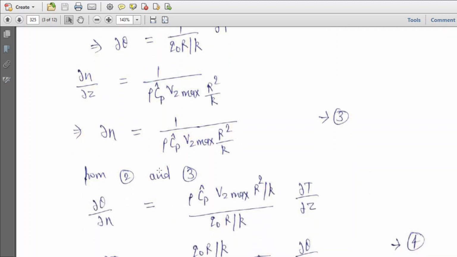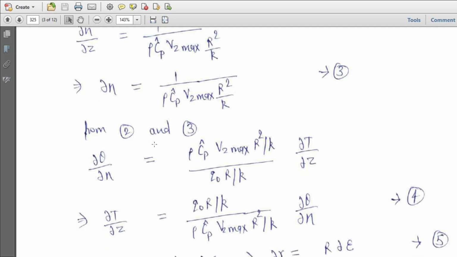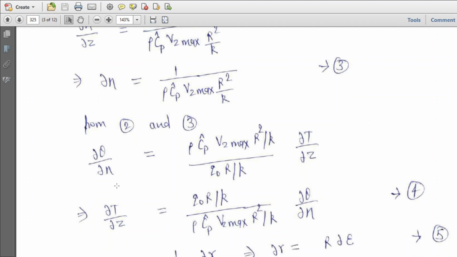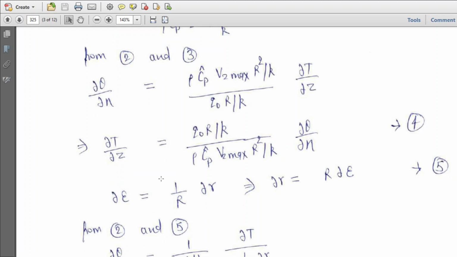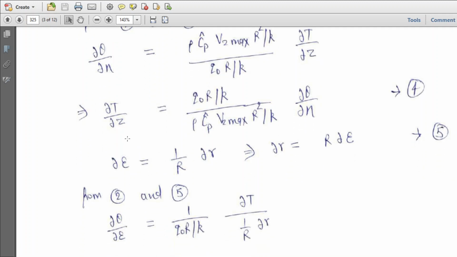Now we can substitute everything back. So from here we have del theta upon del eta equal to rho Cp Vz max R square upon K upon Q0 R upon K into dT upon dz. Now from here we can get the expression of del T upon del z equal to Q0 R upon K upon rho Cp Vz max R square upon K del theta upon del eta.